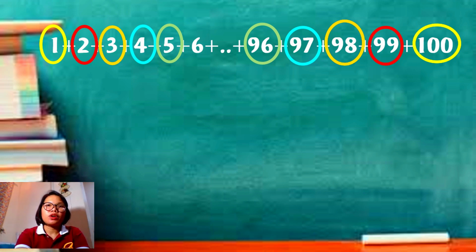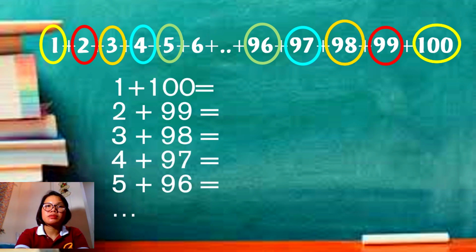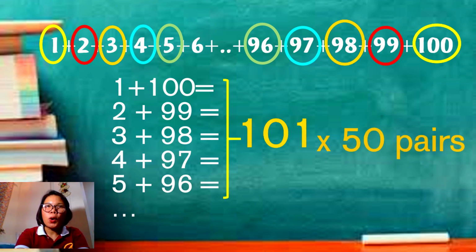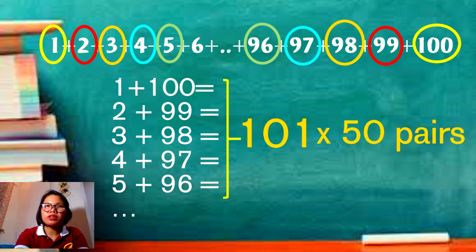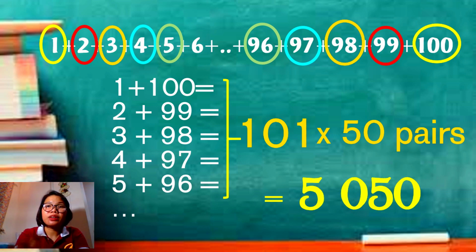Pansinin nyo kung ano yung sum ng bawat pairs. Gets nyo? Magkakapareha sila. Ano ang sum nila? Ang galing nyo naman, 101. And when you look at it, meron kang 50 pairs. Kaya, ang sagot ay 5,050. O, diba? Bonggang-bongga, genius na kayo.